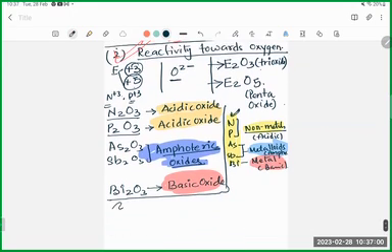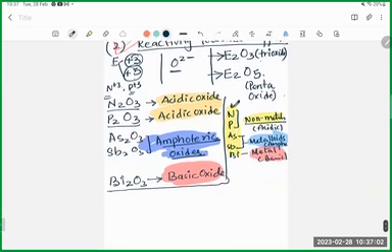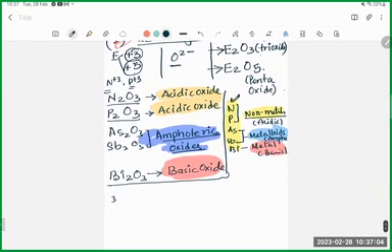Now let us move on to the next. The third, reactivity towards halogens.